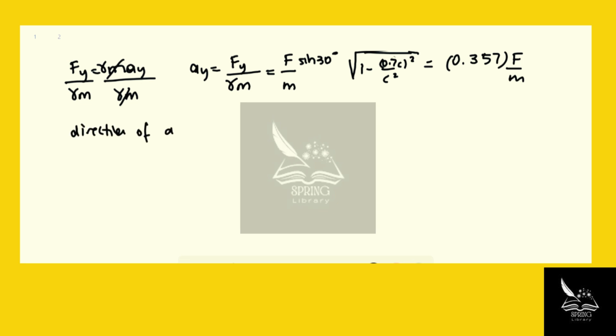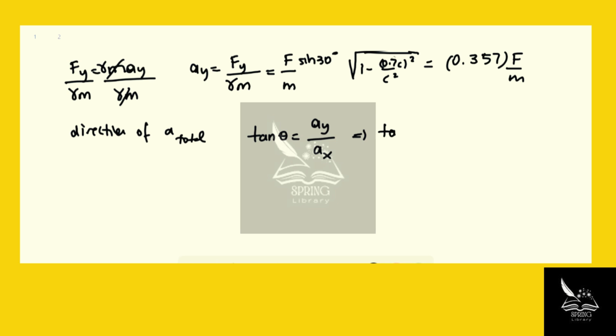Now, we're asked the direction of the total acceleration. So how are we going to do this? As you know, if you know the components of a vector, in order to get the direction of that vector, we get help from the tangent of that angle. That is going to be equal to the y component of the vector divided by the x component of that vector.